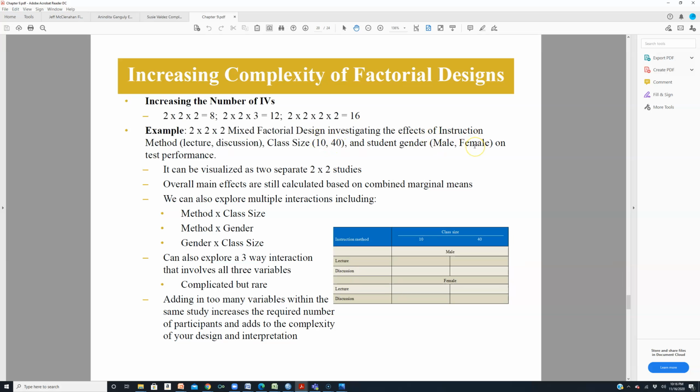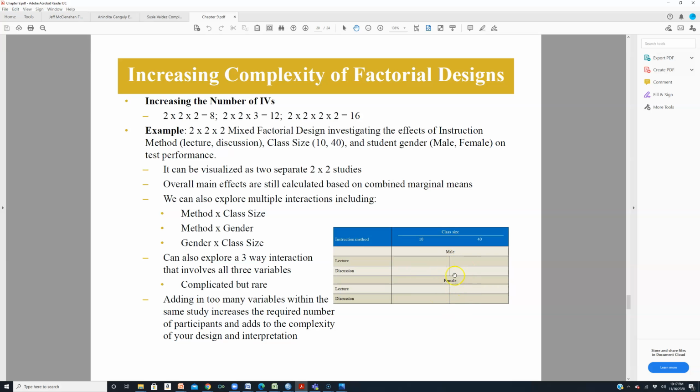Because it has 3 separate IVs, I can't just do one simple matrix. I have to actually break it up and conceptualize it as 2 separate 2x2s. It's going to be a 2x2x2, so it's 8 cells. 2x2 is 4, times 2 is 8. And if I draw it as 2 separate 2x2s, then that gives me my 8 cells.